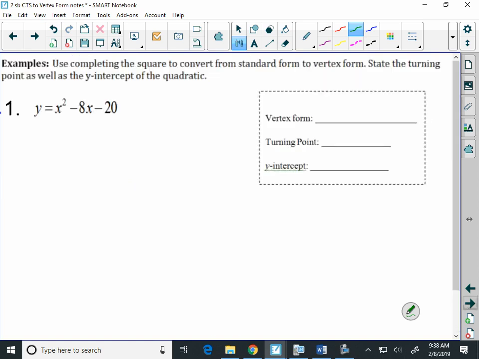We turn it over. The one thing that we do want to add is we want to identify what's the turning point and what's the y-intercept. The good news is, when we look at this in standard form, a is 1, and b is -8, and c is -20. What we wrote at the beginning of the notes is that the y-intercept is (0, c). We can tell what the y-intercept is right now. It's (0, -20).